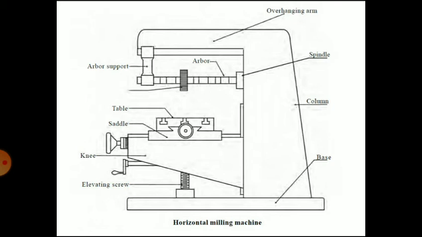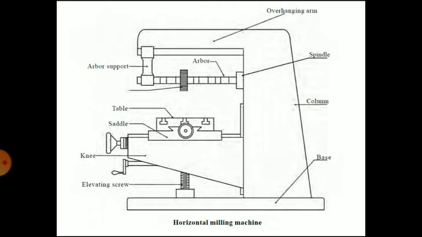So there is a knee. By rotating the lever, or the wheel, you can rotate the elevating screw so that the knee can be moved in an upward or downward direction, so that you can adjust the height of the work.